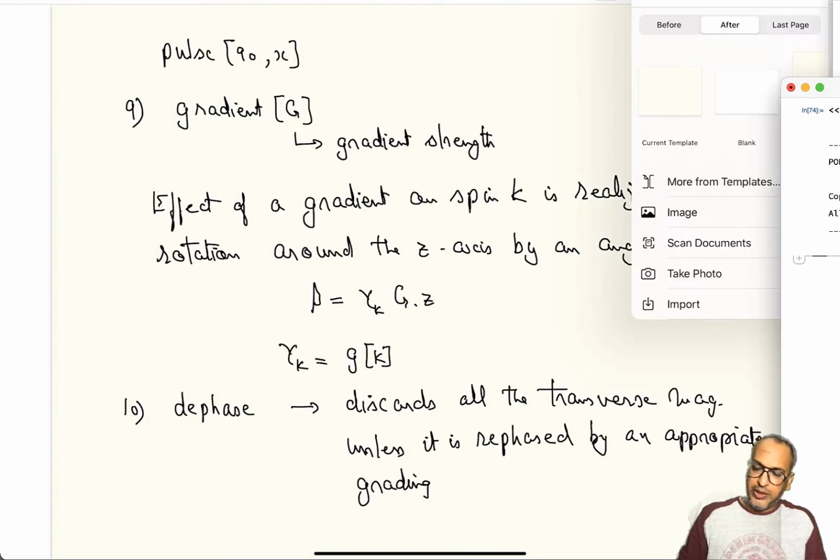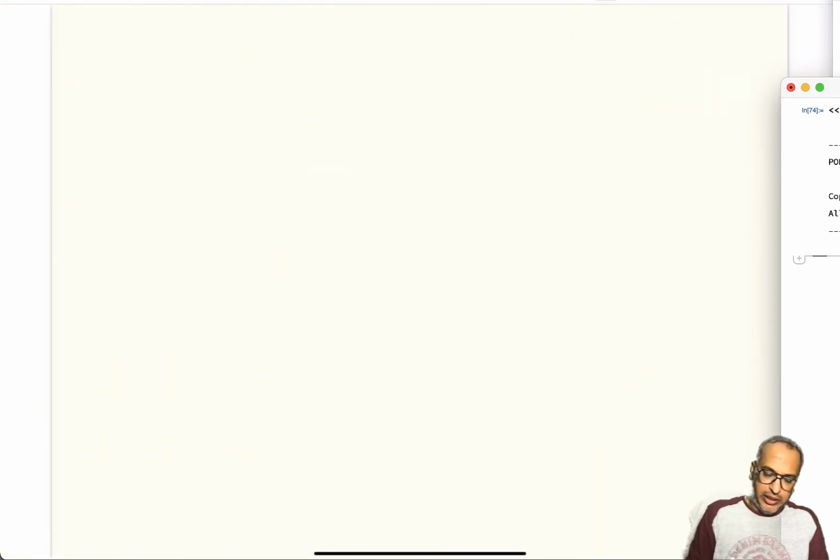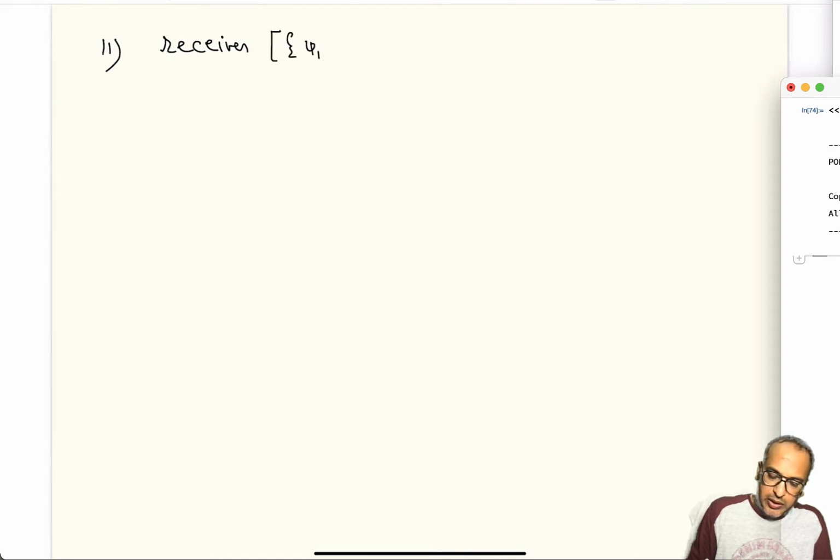Okay. So then after that we have the 11th, which is receiver phase. If we are doing any phase cycling, we have to define the receiver phase also. So let's call it psi 1, psi 2, psi 3 and so on. So this defines the receiver phase cycle.